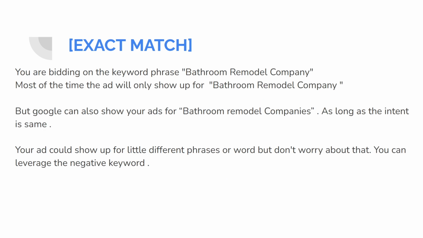The way exact match works, let's say you're bidding on the keyword phrase "bathroom remodel company." Most of the time the ad will only show up for "bathroom remodel company," but Google can also show your ads for "bathroom remodel companies" as long as the intent is the same, right? So your ad could show up for slightly different phrases or words, but don't worry about that. You can leverage negative keywords in your ads, right?